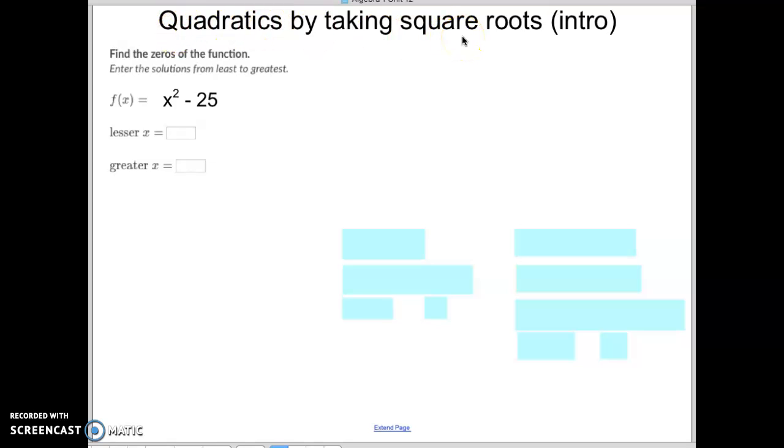Okay, so the first one I'm going to go over is this one right here, and this is not even on Khan Academy. They won't give you anything quite this simple, but I just wanted to refresh your memory on this one. If you were to take the square root of x squared, you would remember that it would be x. If you were to take the square root of 25, you would get 5.